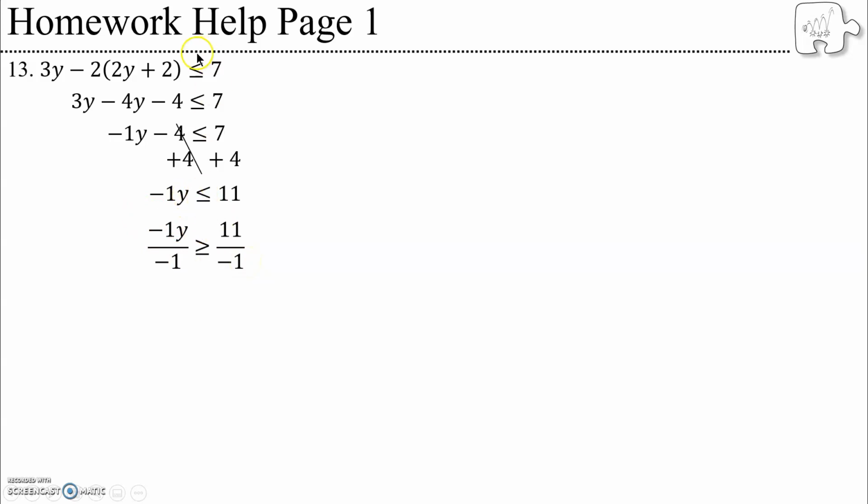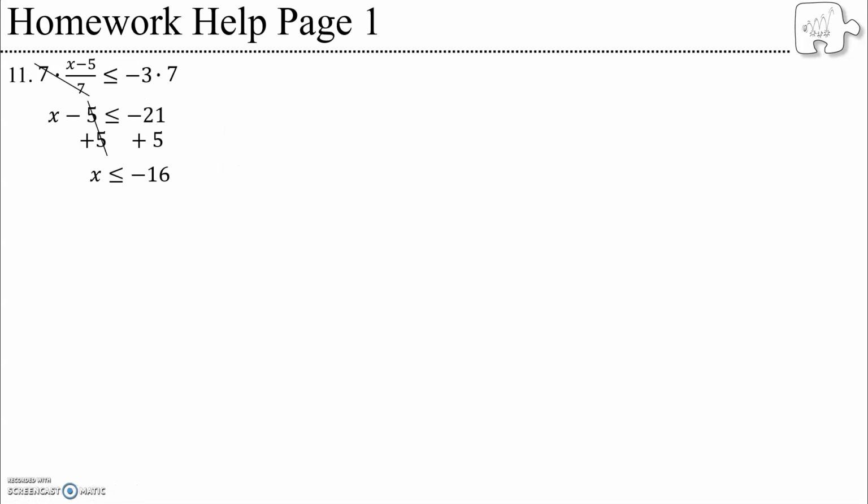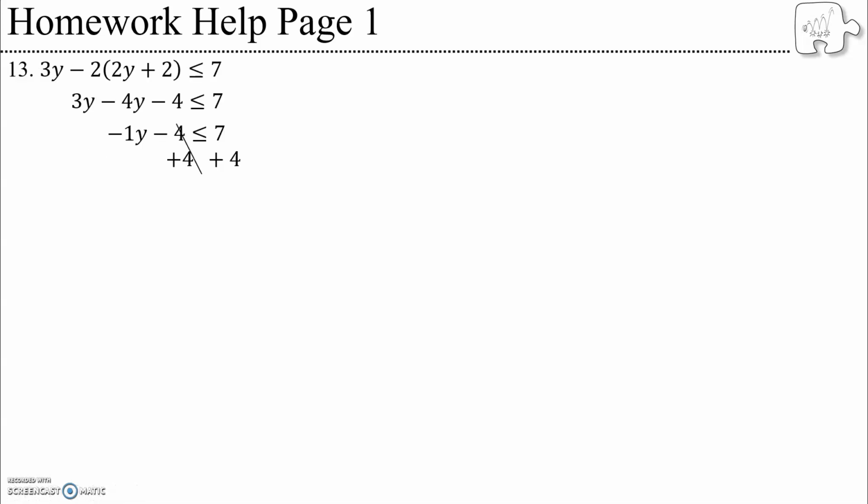So you see how this arrow is going down, down, down, down, and then it switches because we divided both sides by negative 1. To make the negative ones cancel out, then we have y is greater than or equal to negative 11. I hope you left some space for problem 12, because we went from 11 to 13.